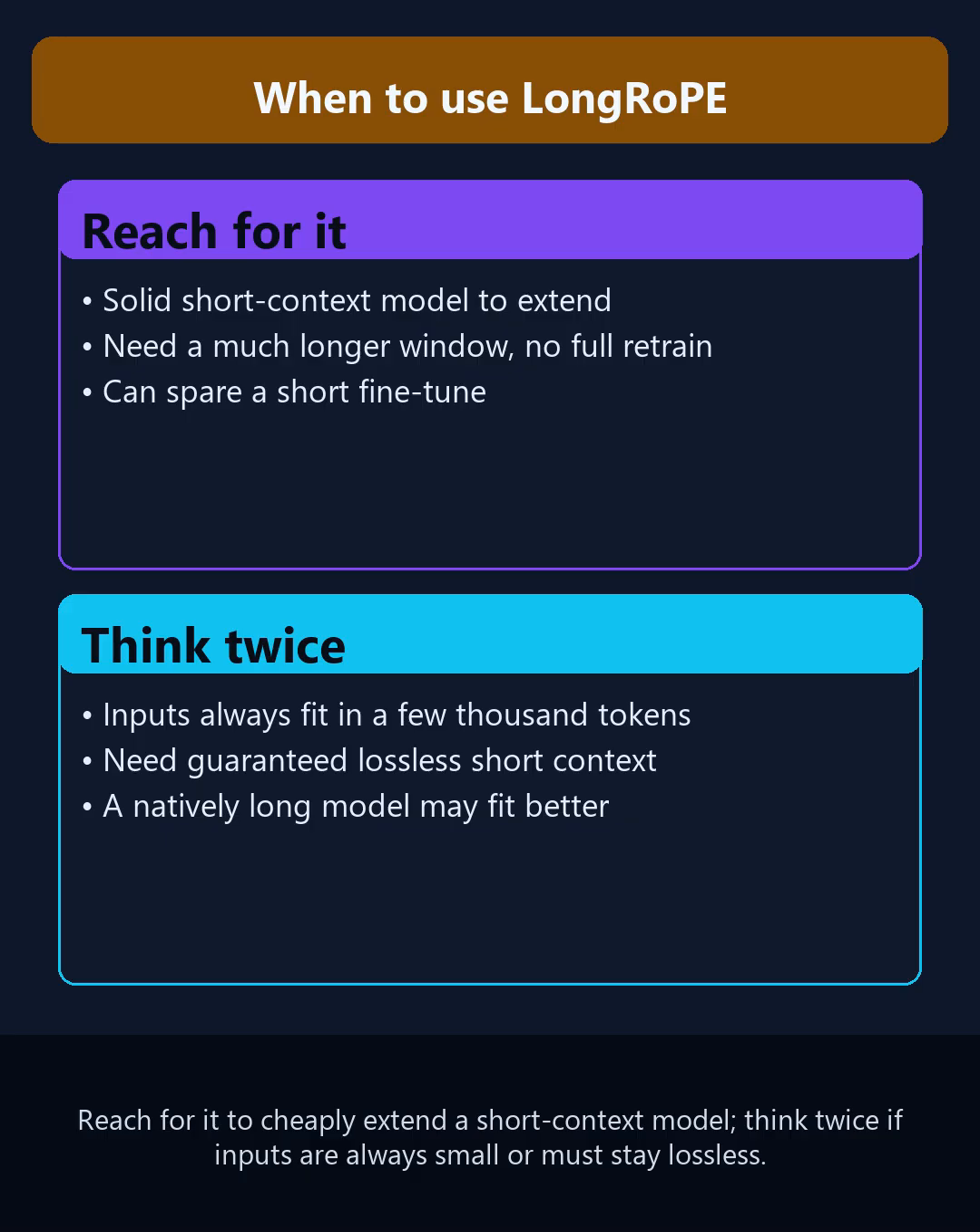So when should you use it? Reach for LongRoPE when you have a solid short context model and need a dramatically longer window without a full retrain, and you can spare a short fine-tune. Think twice if your workload always fits in a few thousand tokens, since the extra machinery is wasted, or if you need guaranteed lossless short context behavior, where the newer LongRoPE 2 or a natively long model may serve you better.